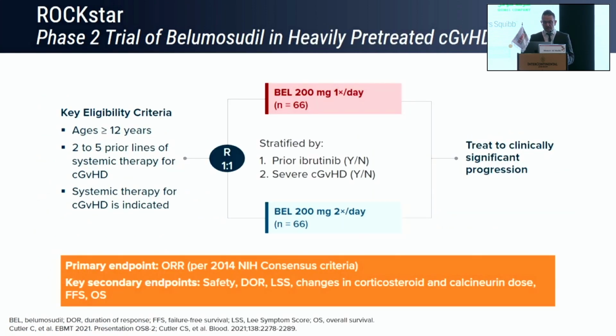This is the ROCKstar study, which is a phase 2 study of belumosudil, where more advanced cases were included. As you can see here on the left side, 2 to 5 prior lines of therapy were allowed. Patients were randomized to 2 different doses, 200 milligrams daily or 200 milligrams twice a day, in a larger sample size of 120 patients.